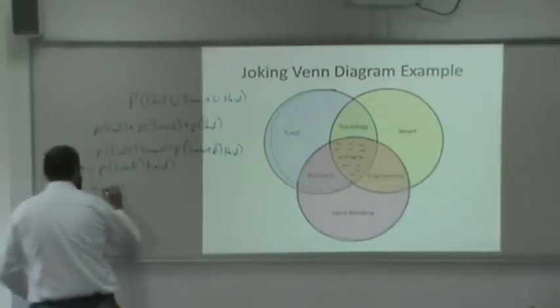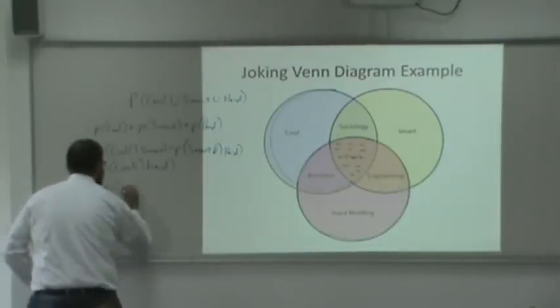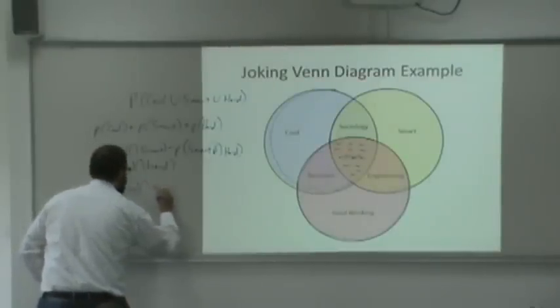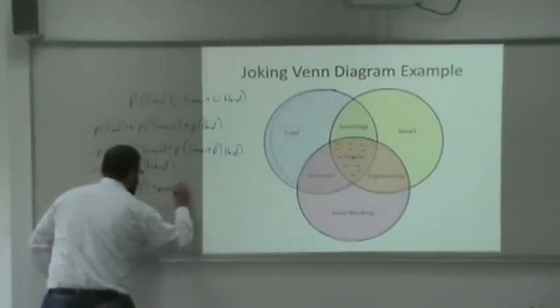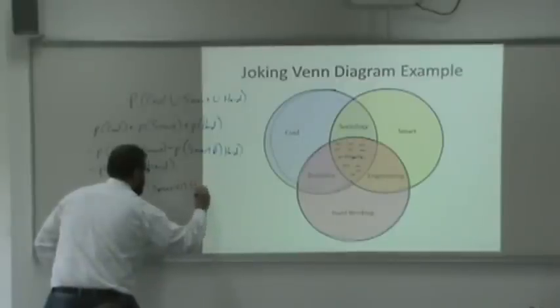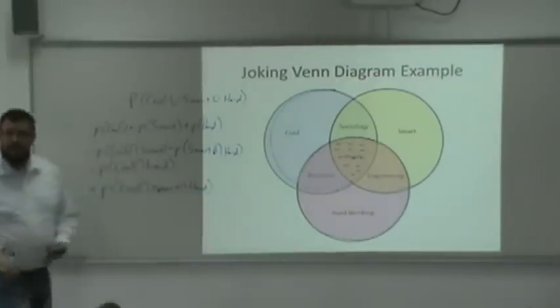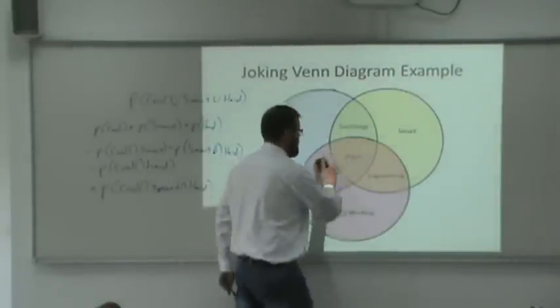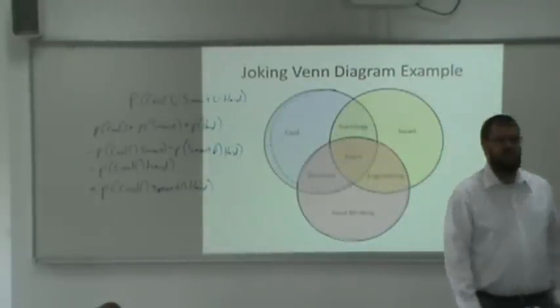So the final term would be P cool, intersection smart, intersection hard. That's it. When we add that back in, we aren't missing that anymore. We have everything.